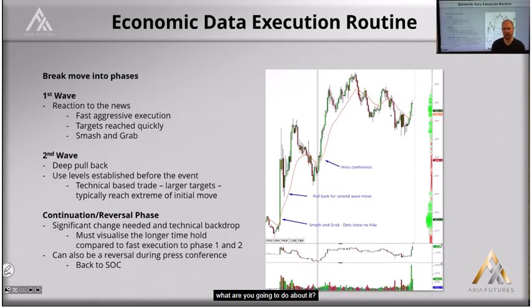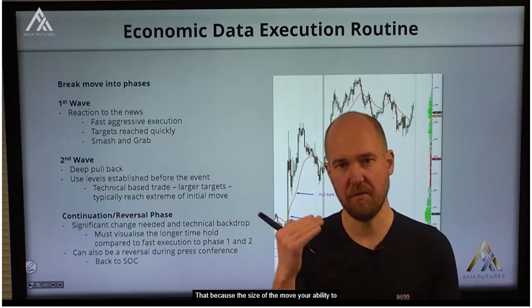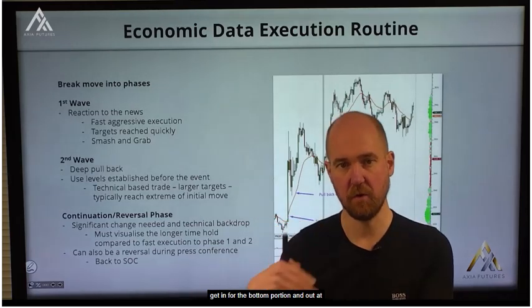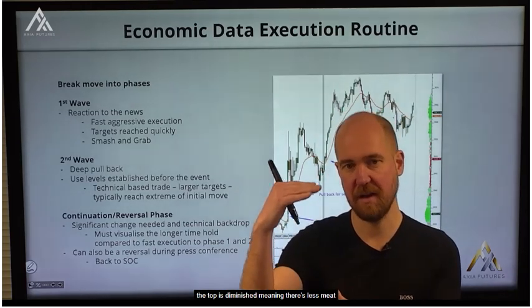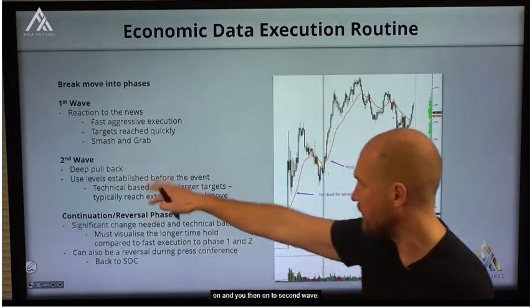And what are you going to do about it? Do you do anything about it? Or is it a case that there may well be a situation, and you find this in lower volatility markets, where that first move is not big enough to produce a reasonable trade? Because of the size of the move, your ability to get in for the bottom portion and out at the top is diminished, meaning there's less meat in the move to trade for. You then have to move on to the second wave.